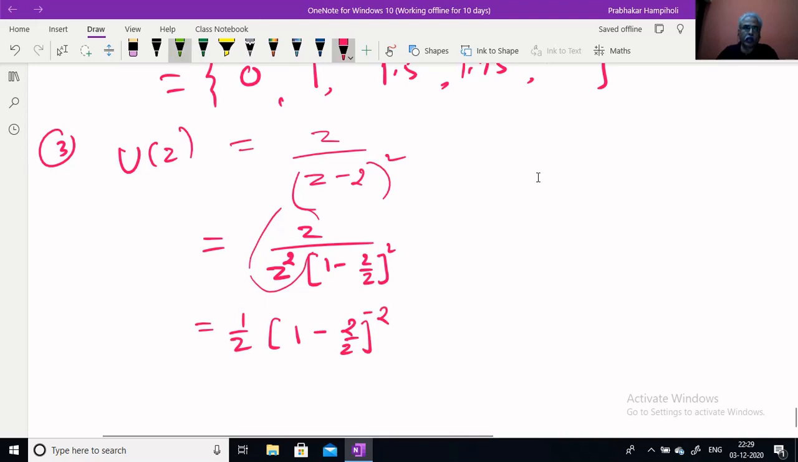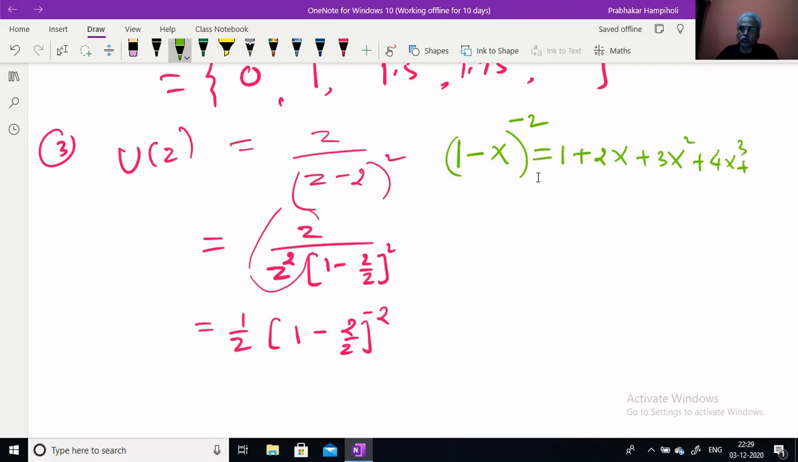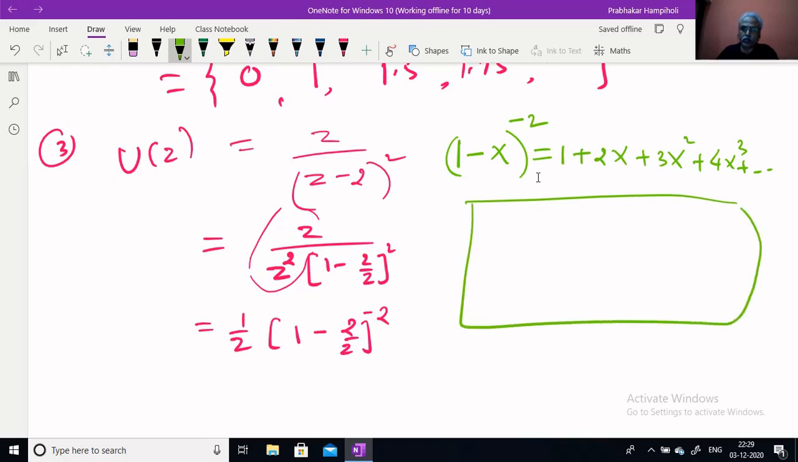I will recall one formula here, 1 minus x raised to minus 2. If both are negative, all the terms here you will get positive: 1 plus 2x plus 3x square plus 4x cube and so on. Just to make our memory fresh, sometimes we use this formula: 1 minus x raised to minus 1 and 1 plus x raised to minus 1, both similar, here both negative and here one positive and one negative, and 1 plus x raised to minus 2.